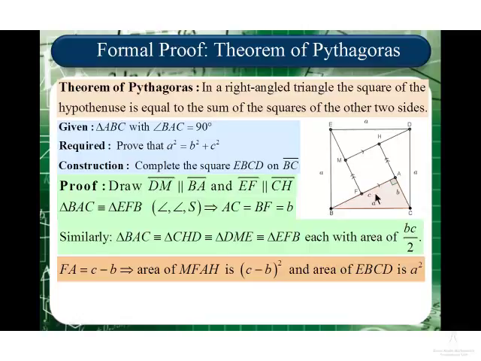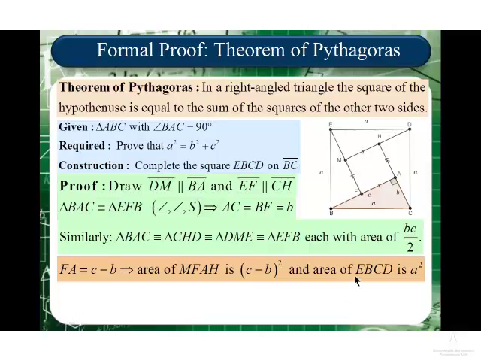We know that the distance from B to A is small c. We have just calculated the distance from B to F to be equal to small b using the congruency. So clearly that distance is just the difference between C and B as indicated on the screen. Also, the area for this small square in the middle, that is the square MFAH, is just clearly the side length here, which we have seen is C minus B, all squared. So the area of the square in the middle is C minus B all squared, okay?